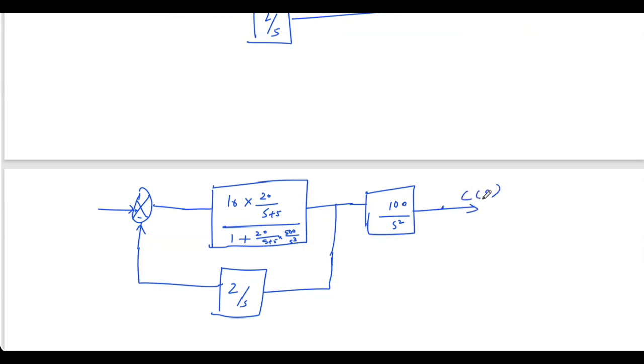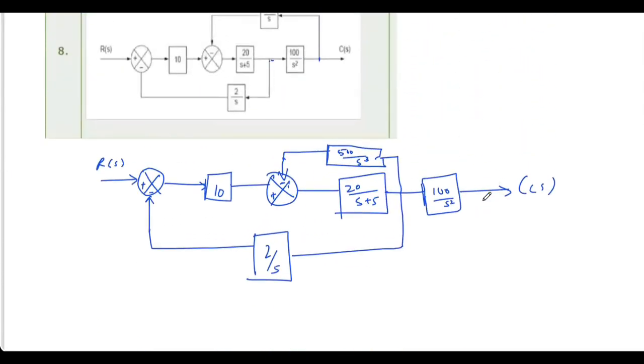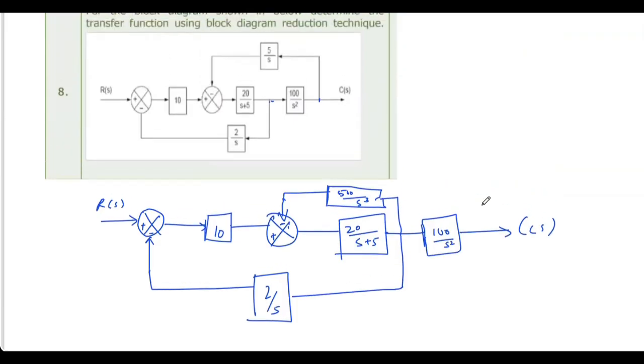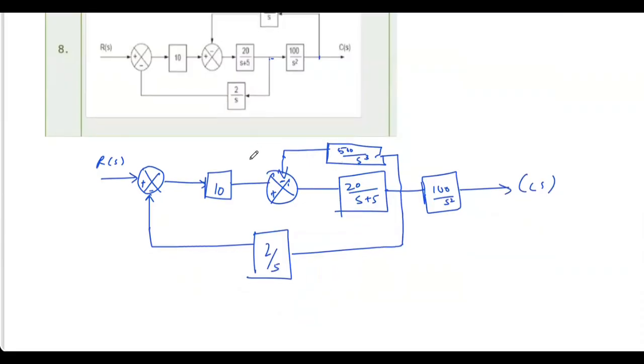Sir, one doubt, sir. Yes. In the diagram it's showing 10 is added only, no, sir. So you multiplied. No, this becomes one block. This adder goes. So you'll get one block here.